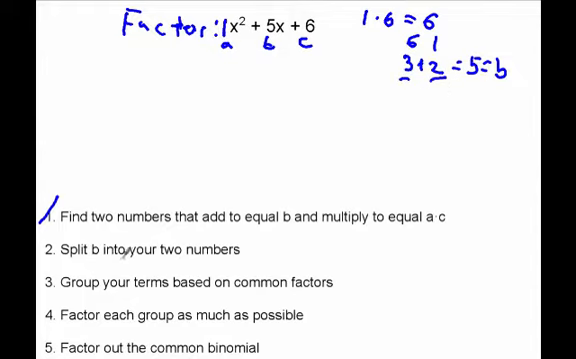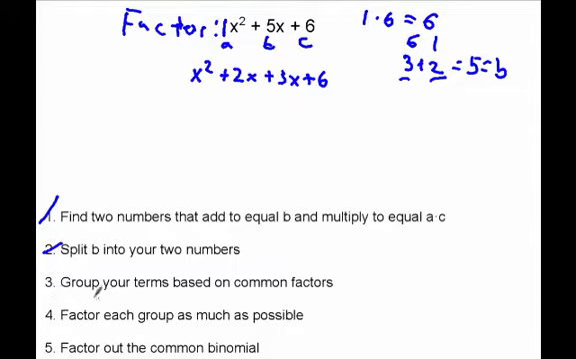So now we want to split b into our two numbers. We're going to rewrite our entire expression. x squared just stays x squared. We're going to rewrite 5x as 2x plus 3x, and then we're just going to bring down our 6. All we've done here is say 5x is the same thing as 2x plus 3x. If you think of combining like terms, 2x's and 3x's together give us 5x's. So there we go, that's step 2.